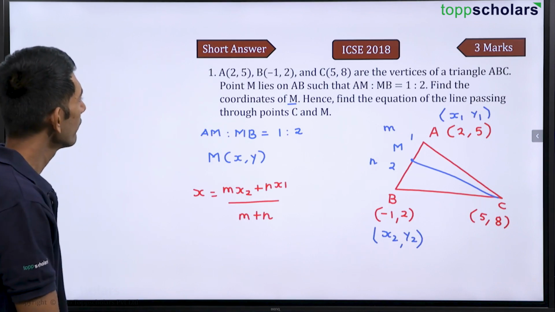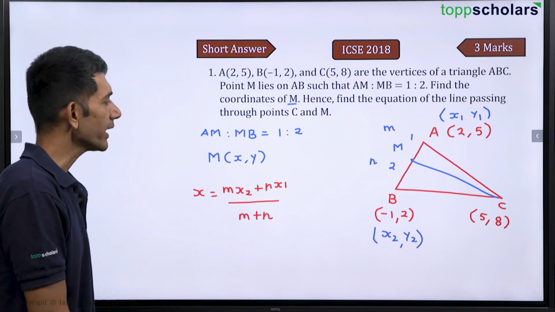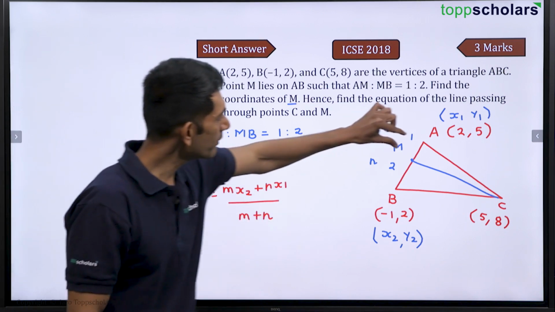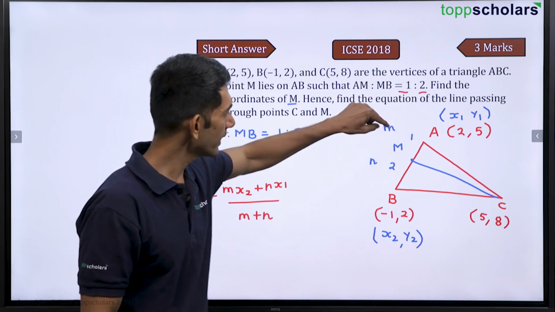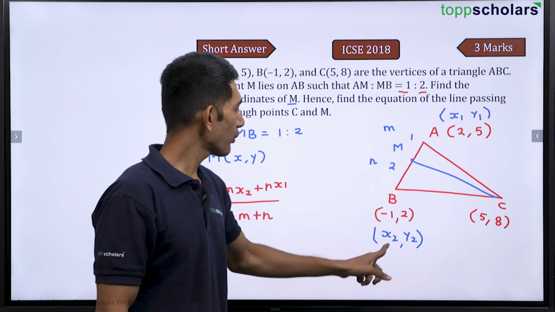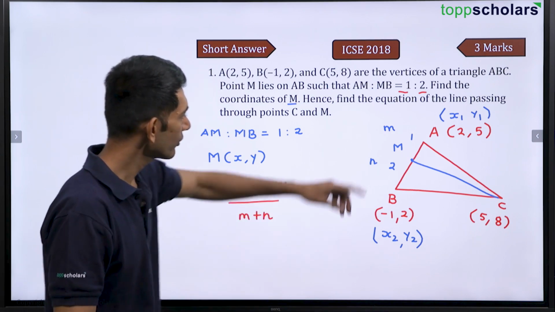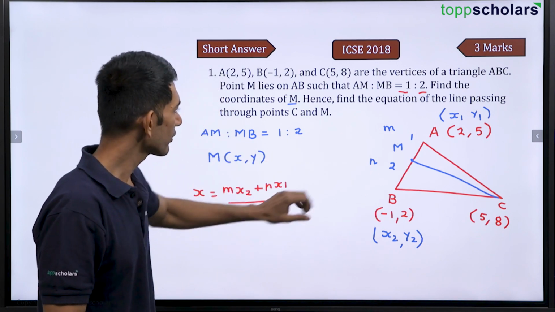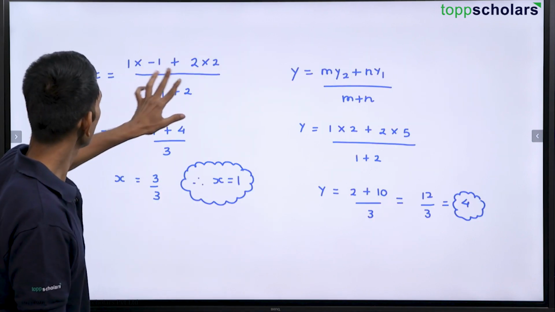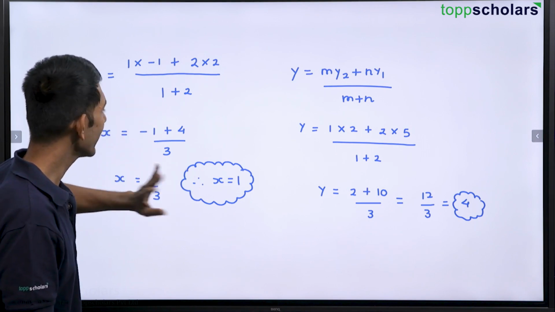So what we did is, firstly we had 3 points A, B, C. Then it says point M lies on AB. So on AB we have taken point M. Then the ratio is given, AM is to MB is 1 is to 2. So this is M, this is N, correct? And then point A will be x1, y1, point B will be x2, y2. Firstly we'll find out x. X is mx2 plus nx1 by m plus n. That is 1 into minus 1 plus 2 into 2 by 1 plus 2, that is 3. So that is minus 1 plus 4 by 3, 3 by 3, x gives you 1.